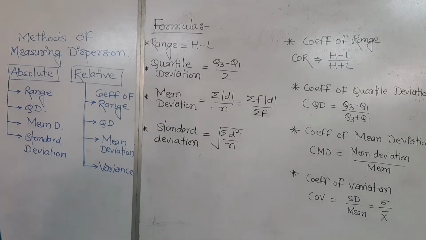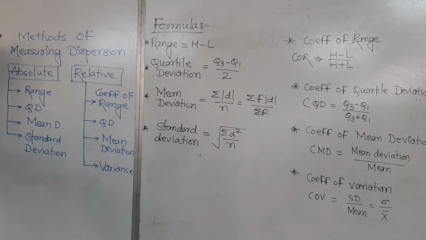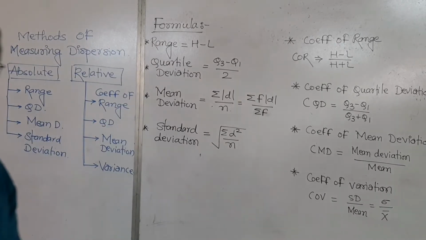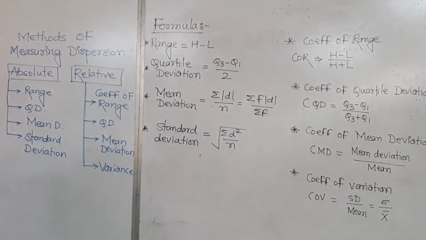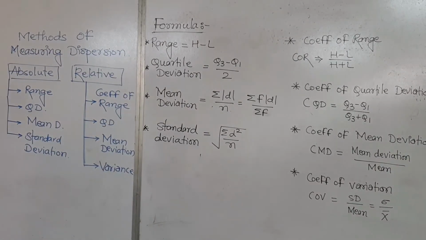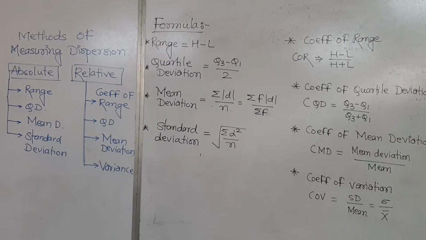Our subject is statistics, and in this subject we are going to see the different methods of measuring dispersion or deviation. So, our chapter name is measurement of deviation. This is our unit, and we have to see different methods of measuring deviation. In this chapter, we are measuring the variation.